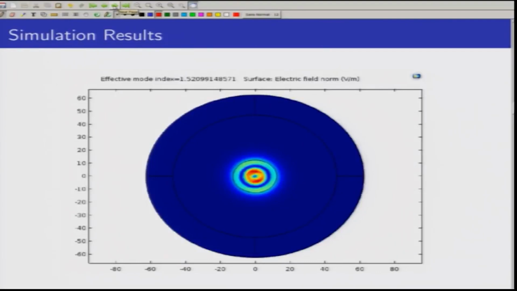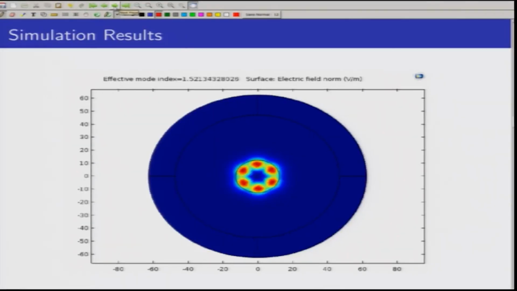As you can see, we are plotting the norm of the electric field here, and this is how one of the modes looks like. This is probably LP03 mode, and we can also see the effective index value on the top of it. Is this the only solution that we get? No, because we have discussed that this is a multi-mode fiber and there are many modes that are supported.